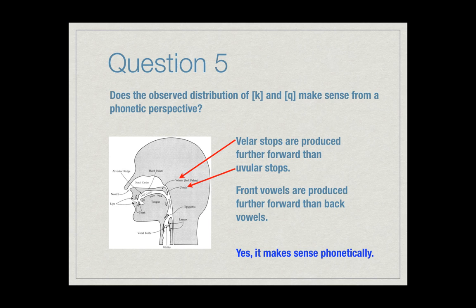What is probably happening here is a type of assimilation. The phoneme of the voiceless velar stop moves further back in the mouth when it is produced after a back vowel, because back vowels are produced further back in the mouth. That same phoneme is realized at its usual place of articulation at the velum when it is produced after a front vowel.